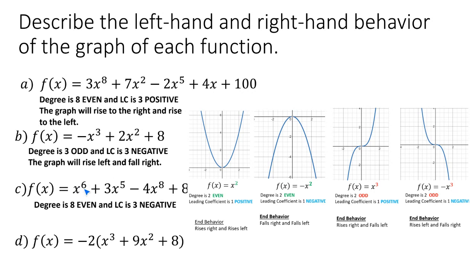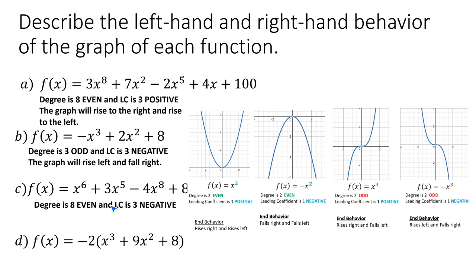We have x to the 6 plus 3x to the 5th minus 4x to the 8 plus 8. So notice that the degree is not always that first term that you have here. It's always the highest one. So in this case, we have 8 as our degree.